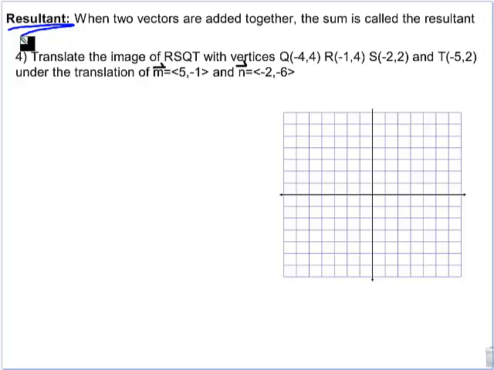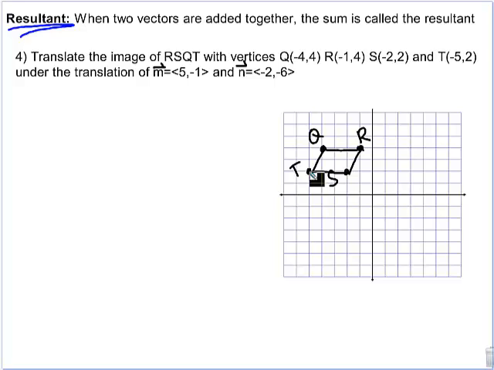Okay, well first, plot the points. So let's plot Q, R, S, and T. So Q, -4, 4. R, -1, 4. S, -2, 2, and T, -5, 2. The pen's jumping all over. Okay, there's my quadrilateral. Now how will I graph my new image?